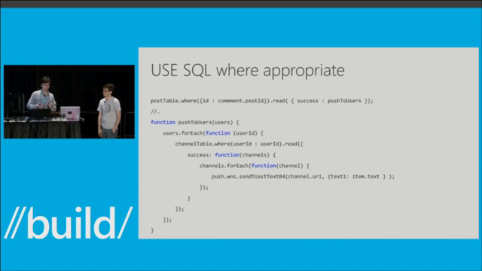Here's another example that we see some folks do, which is iterating over multiple tables at once. So here we're iterating over a post table, which contains all blog posts, and then we're getting all the users from it, and then we iterate over the channels table, and then send notifications to those users. We're effectively doing a join. We're doing it very inefficiently.